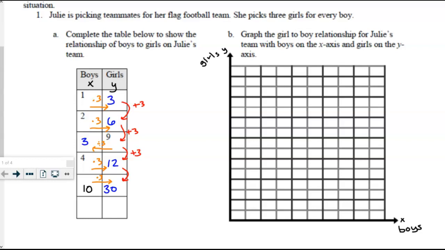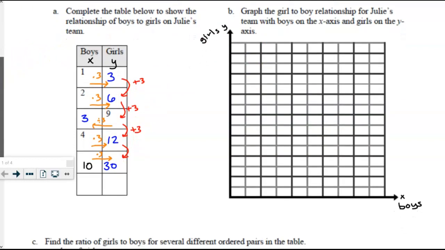It's just talking about the relationship of how many have been chosen, not necessarily on the team. We don't want to make it complicated. Thank you for clarifying that. That probably could be taken into consideration, but for the ease of this problem, we just want to talk about how many she's chosen.